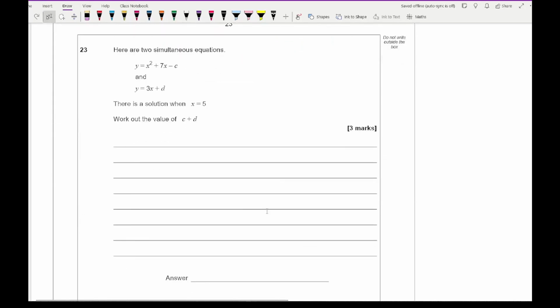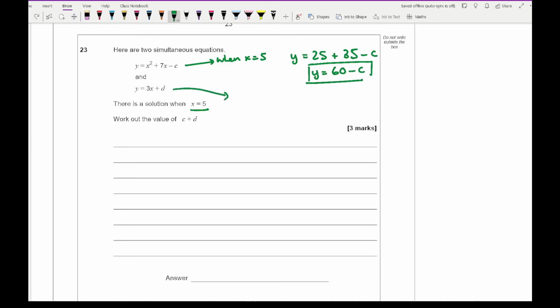Moving on to question 23, it says here are 2 simultaneous equations. There is a solution when x equals 5. Work out the value of c plus d. Well, if there's a solution at x equals 5, that means that's what x equals in both these 2 equations. So when x equals 5, I end up with y equals 25 plus 35 minus c. So I end up with y equals 60 minus c. Let me just write that like so. And for this one here, when x equals 5, I've got y equals 15 plus d.